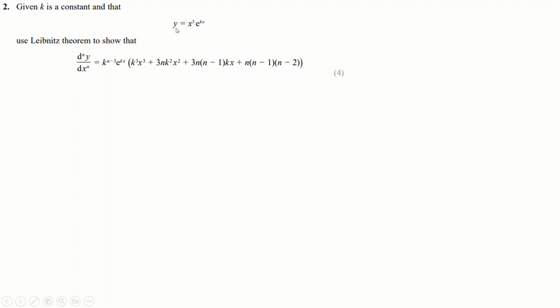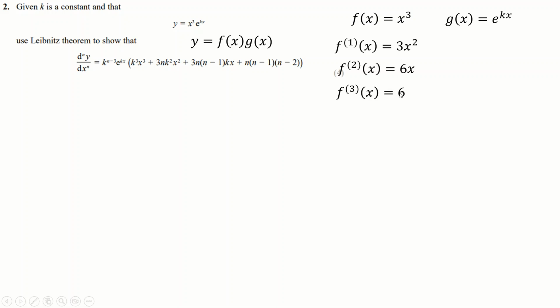Good. Question number 2, so it's Leibniz's theorem. So f of x we'll say is this, g of x we'll say is that. We have to show d^n y by dx^n, which would usually be quite hard, but these two things are quite easy to differentiate, so it goes okay. The first differential is 3x squared, the second is 6x, the third is 6, and then of course everything after that is 0.